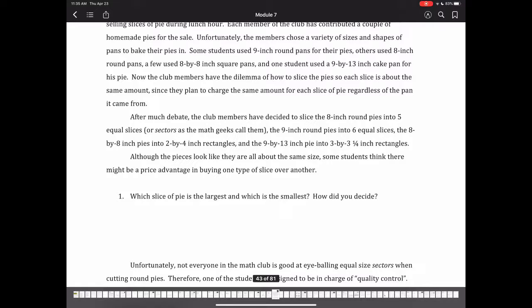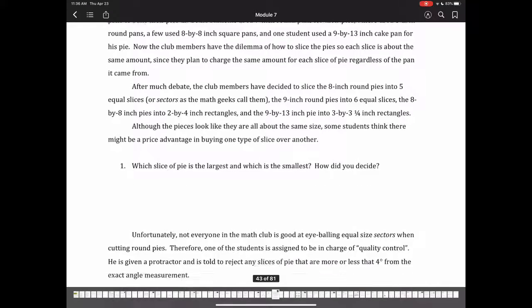The 9-inch round pies into 6 equal slices, the 8 by 8-inch pies into 2 by 4 rectangles, and the 9 by 13-inch pie into 3 by 3 1/4-inch rectangles. Although the pieces look like they're all about the same size, some students think there might be a price advantage in buying one type of slice over another. So, which slice of pie is the largest and which is the smallest? And how did you decide?